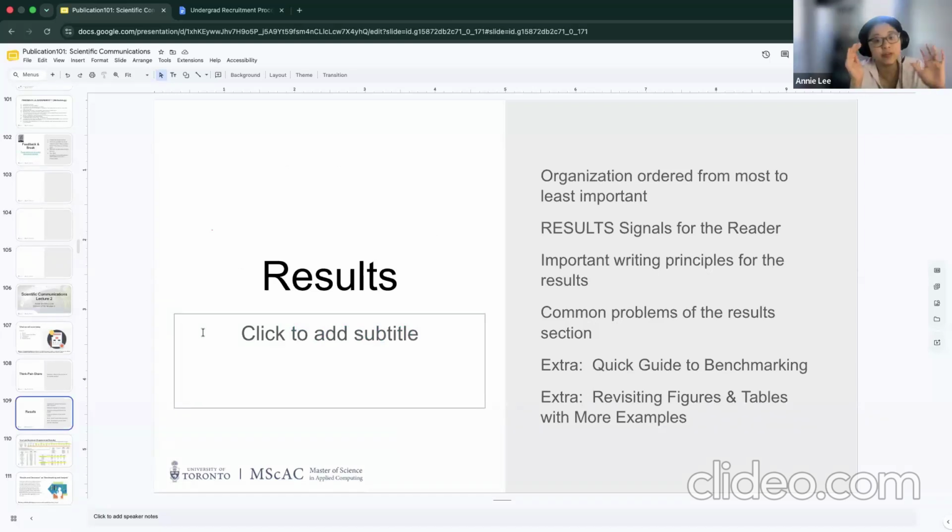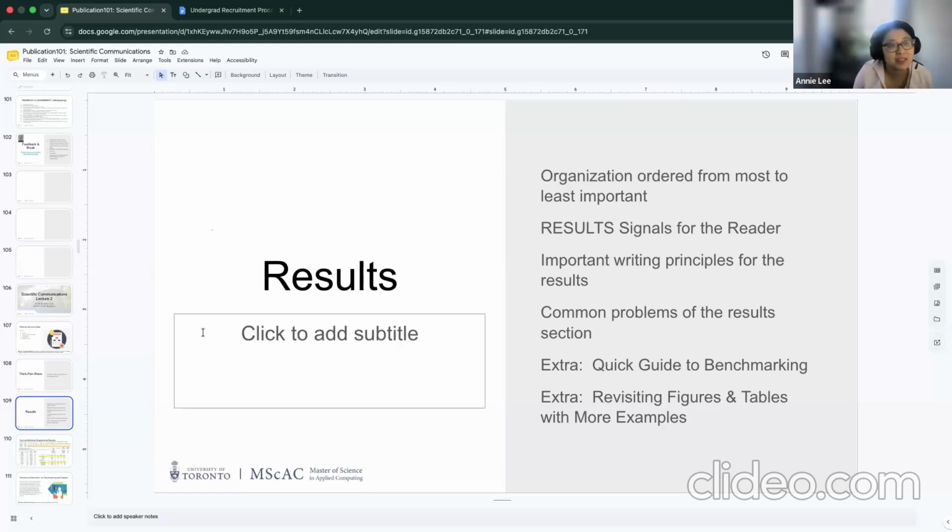Right. So your results, you want to organize from the most important result to the least important results. So this means you need to have everything written. You have to have all your experiments run. You might run multiple ones. You might have done multiple iterations.